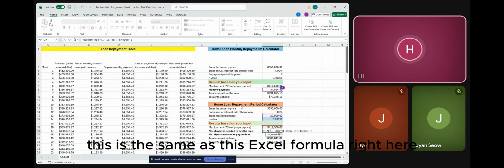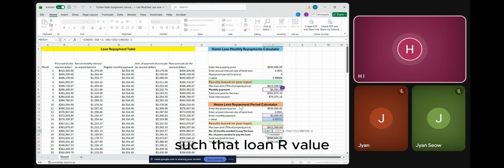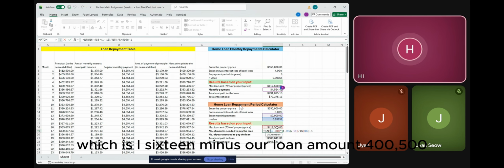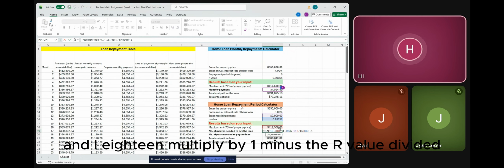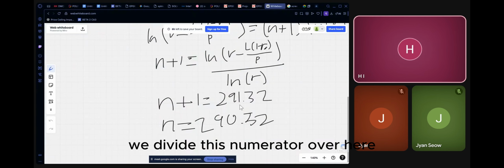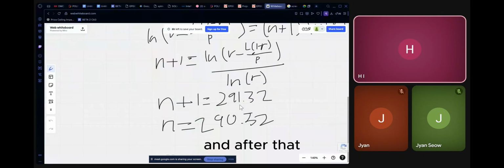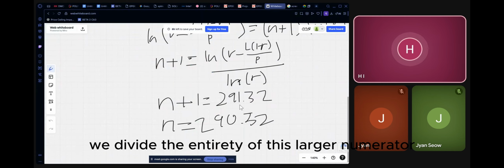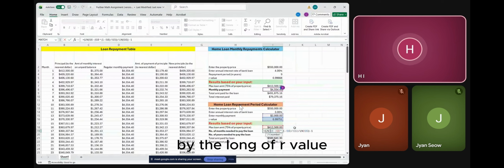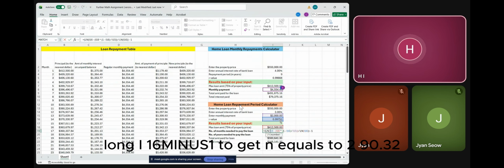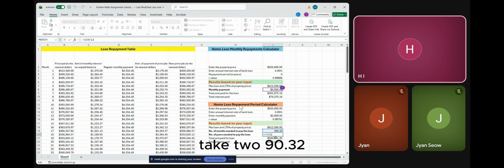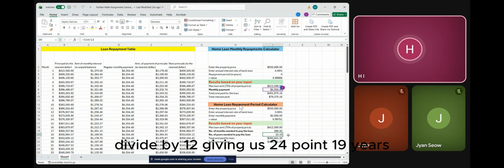This right-hand side expression of n plus 1 is the same as this Excel formula right here: ln of the R value, which is I16, minus the loan amount, 412,500 at I18, multiplied by 1 minus the R value, where we divide this numerator over the monthly payment amount of $2,000. After that, we divide the entirety of this larger numerator by ln of the R value, ln I16, and subtract 1 to get n equals 290.32. For the number of years needed to pay the loan, we take 290.32 divided by 12, giving us 24.19 years.